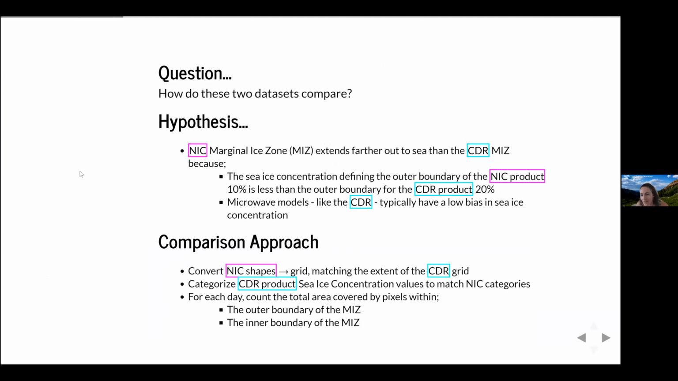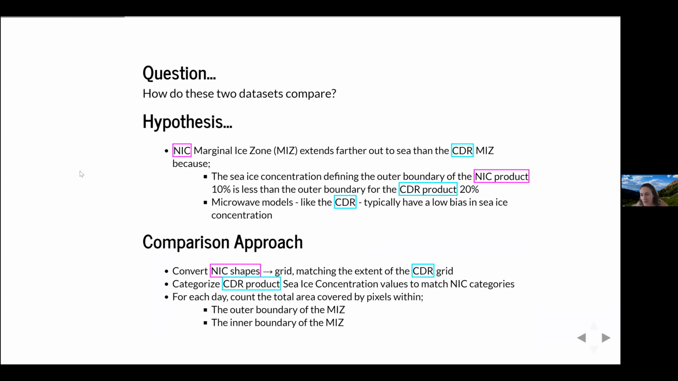So my question is, how do these two data sets compare? I guess that the NIC marginal ice zone would extend farther out to sea than the CDR marginal ice zone for a couple of reasons. The outer extent of the MIZ in both data sets does not necessarily line up since the sea ice concentrations are different. Additionally, microwave models typically underestimate sea ice concentration, pulling the CDR MIZ further south as well.